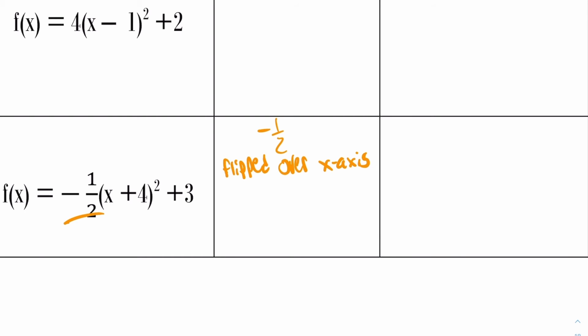It also means that our graph is going to be twice as wide, or it's going to be half as tall. So we can call this a vertical compression by half. Or you could say by a factor of a half.